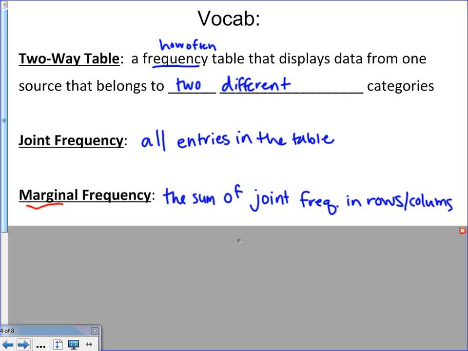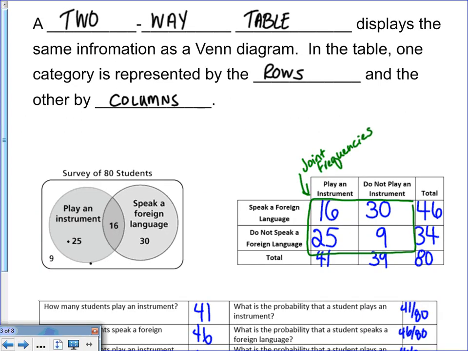Okay? So when we go back to the table and we look for marginal frequencies, they're the frequencies on the outside of the table. Okay, so there are totals. Okay, so these numbers right here on the outside there, these are marginal frequencies.